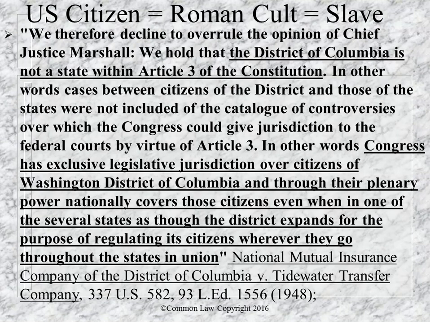We therefore decline to overrule the opinion of Chief Justice Marshall. We hold that the District of Columbia is not a state within Article 3 of the Constitution. In other words, cases between citizens of the district and those of the states were not included in the catalog of controversies over which Congress could give jurisdiction to the federal courts by virtue of Article 3. In other words, Congress has exclusive legislative jurisdiction over citizens of Washington, District of Columbia, and through their plenary power, nationally covers those citizens even when in one of the several states, as though the district expands for the purpose of regulating its citizens wherever they go throughout the states of the Union.